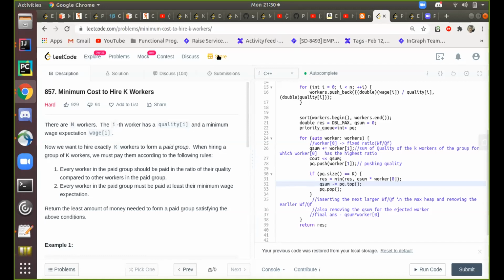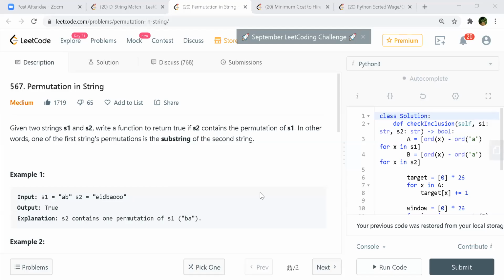Okay, let's move to our next problem if we don't have any questions on this one. Yeah, I think we can switch to the next. Okay. So next, go ahead. Any questions? Okay, let's start then.